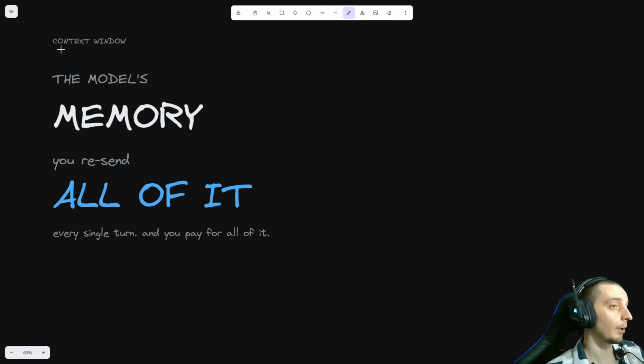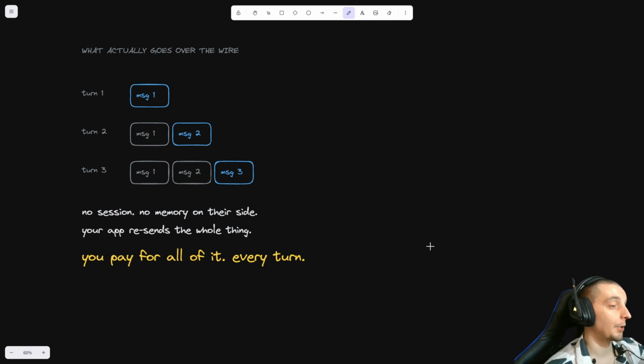Everyone is calling the model's context window its memory, but it's not memory, because memory is something that you store and then you look up when you need it. But with the context window, you resend all of it every turn and you pay for it. Start with what happens every time you hit send.